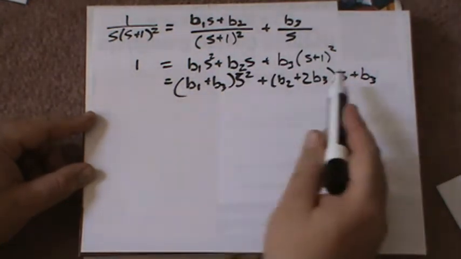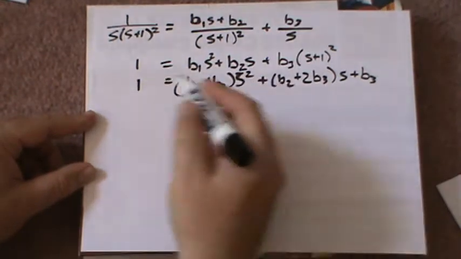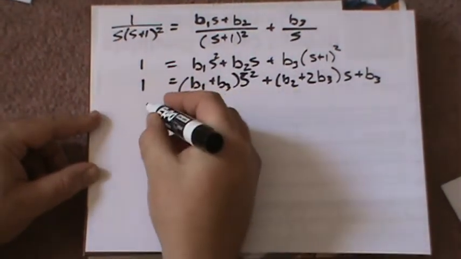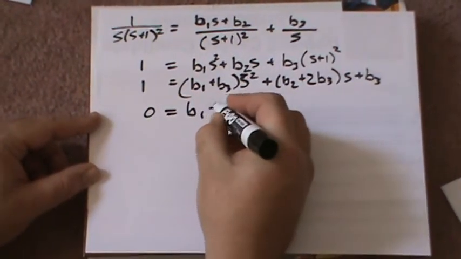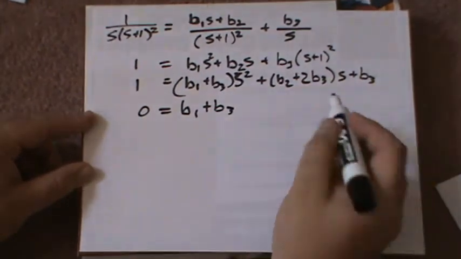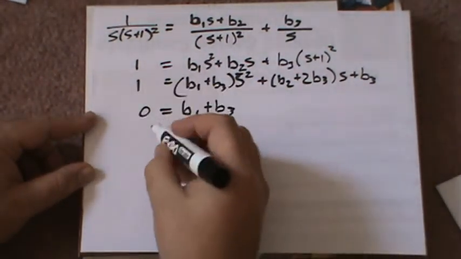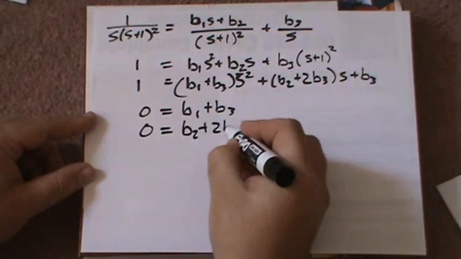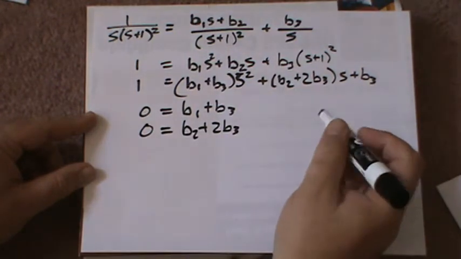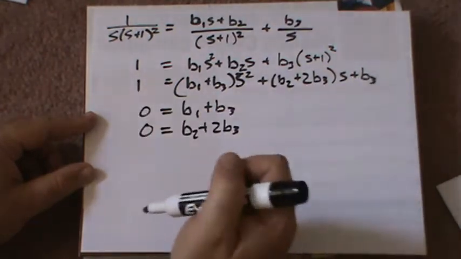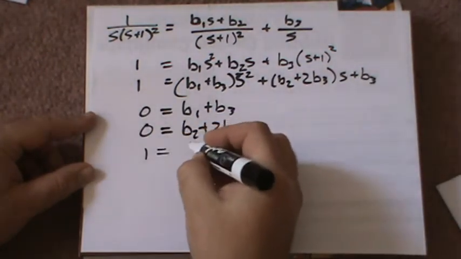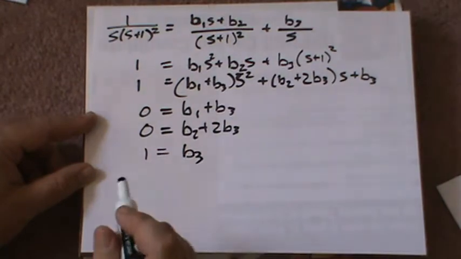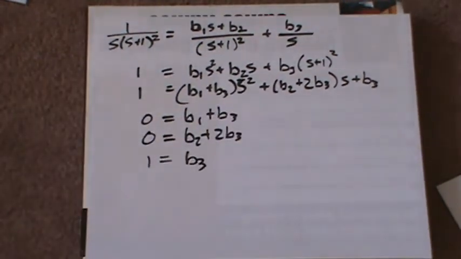But watch. I now equate powers of s. There's no s squared on this side, so I have 0 is equal to b1 plus b3. I have s terms, there's no s's over here, so 0 must be equal to b2 plus 2 b3. And then I've got 1 equals b3. So this is a fairly simple set of equations.